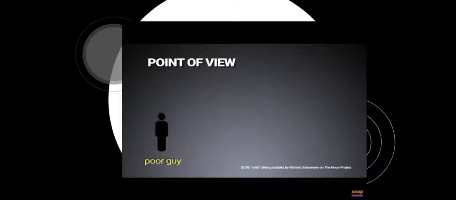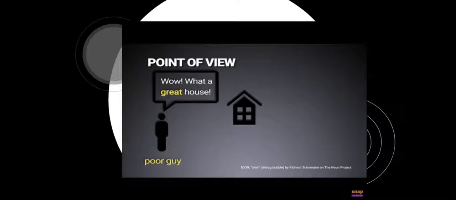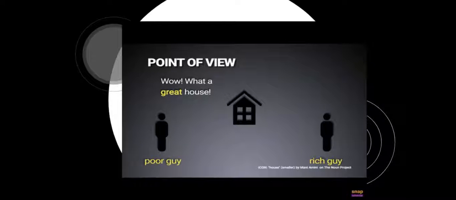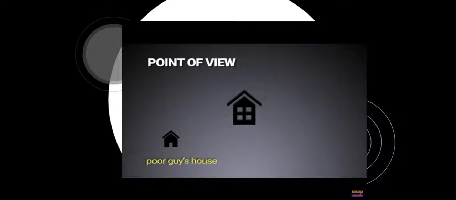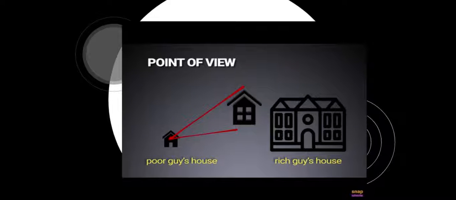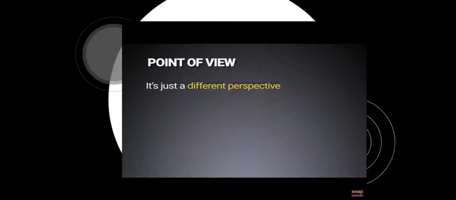A poor person will look at a house and say, "Wow, what a great house." A rich man will probably say, "What a quaint little shack." So, is the house a mansion or is it just a shack? Well, neither. It's the same house, but a poor person sees it from a poor person's viewpoint. A rich person sees it from a different viewpoint. It's just a different perspective, but it can make an important difference.